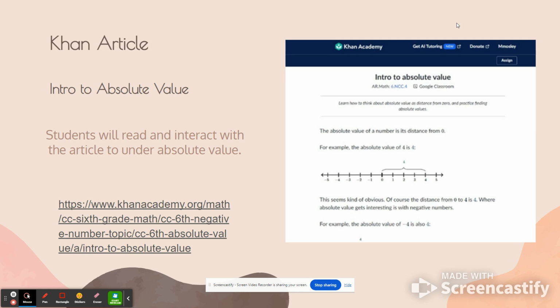It is very interactive. It asks questions. It has you answer questions throughout the middle, and it has hints in there. So this will be done whole group with students leading the information.